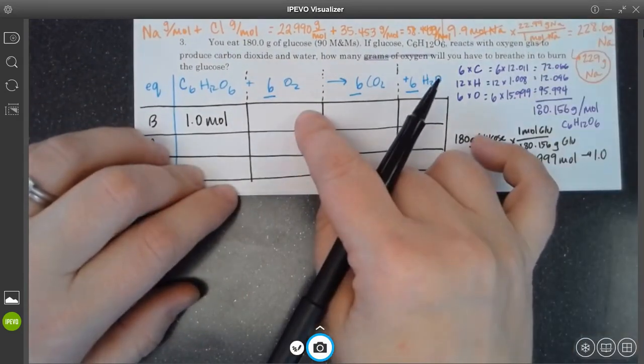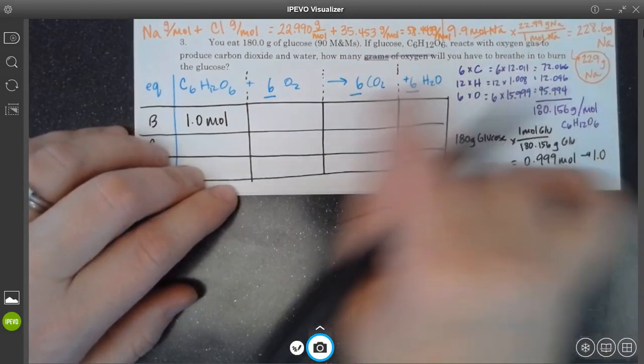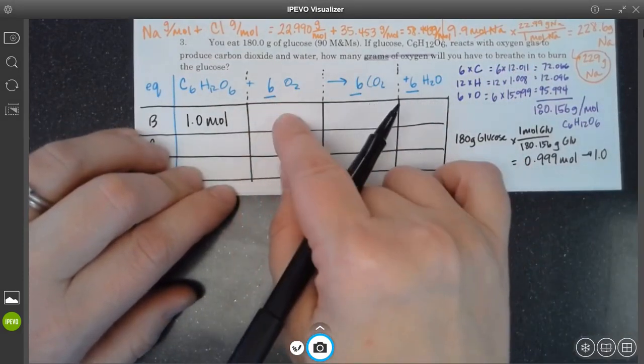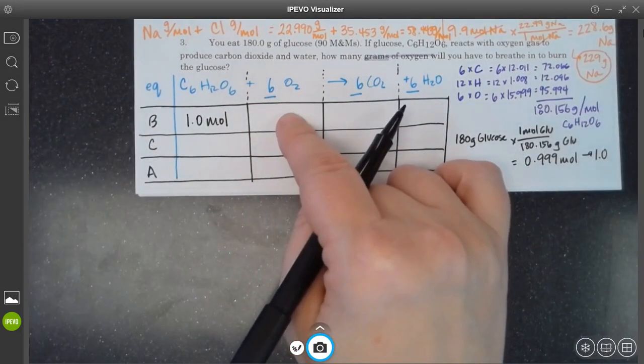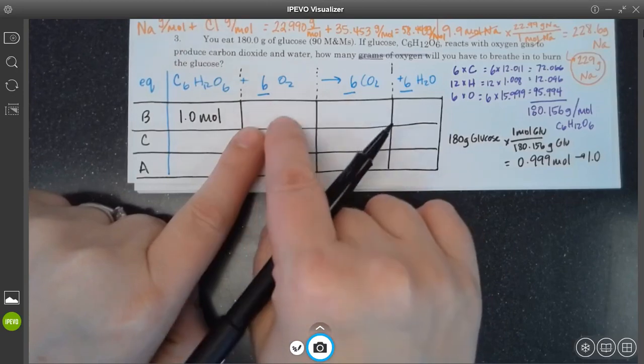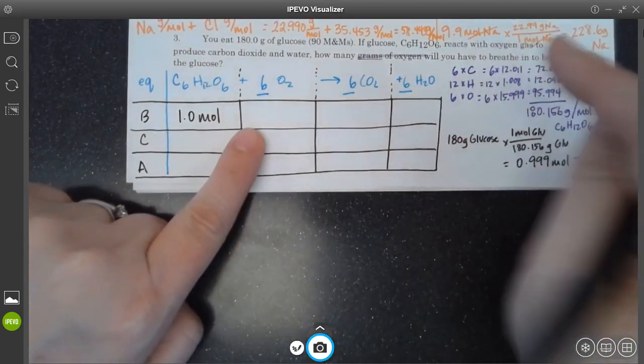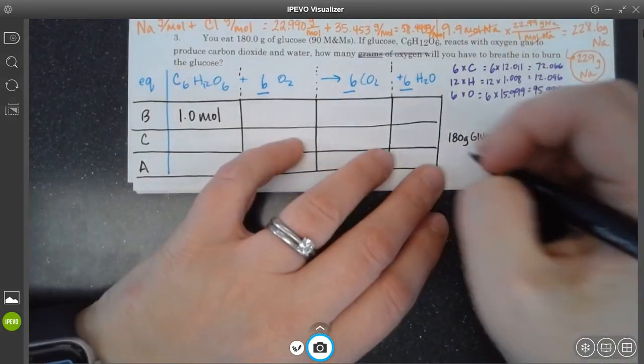All right, so we're being asked how many grams of oxygen we have to breathe? So we're being asked how much oxygen we have to use. Some of you may be able to identify some of this already. But what we need to do is figure out how much goes here. The way that we do that is we use our balanced equation up here, and I'm running out of scratch space.